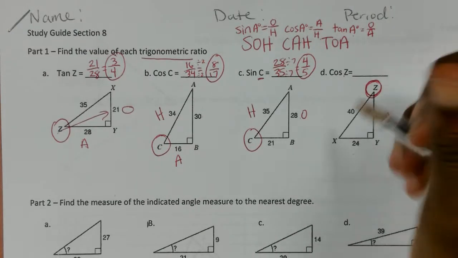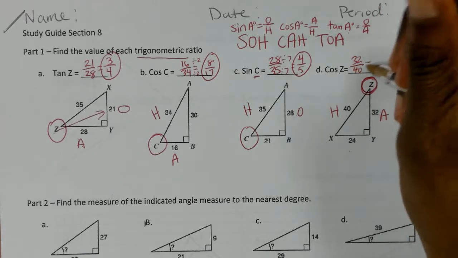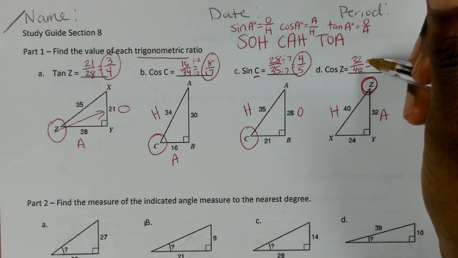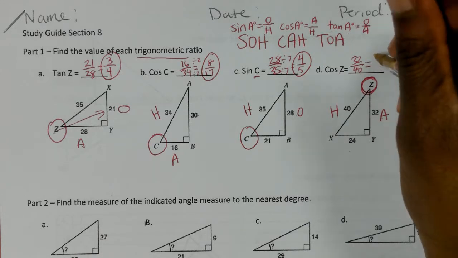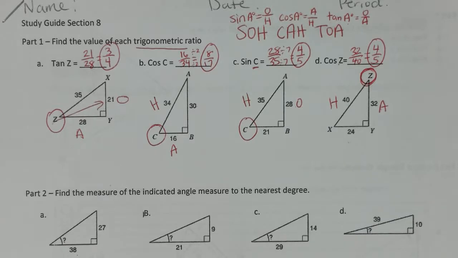Okay, so adjacent and hypotenuse, so it would be... these are both divisible by 8. Okay, so that's the answers for the first part.